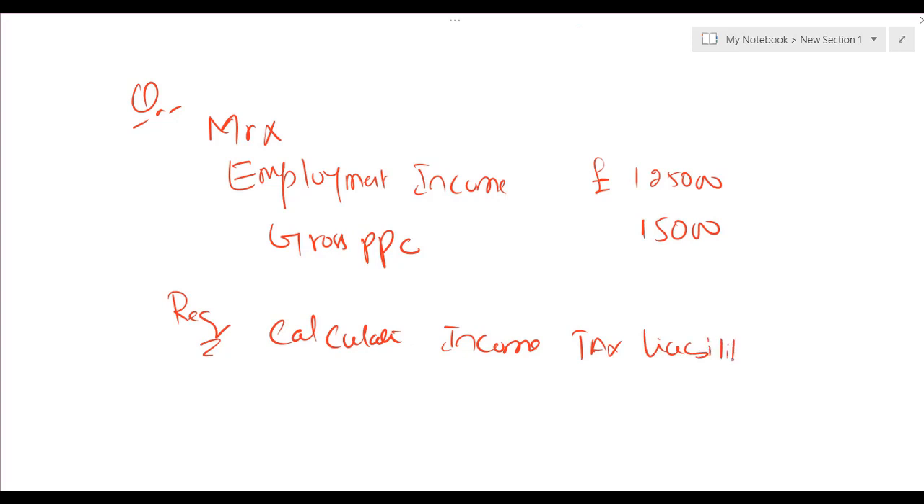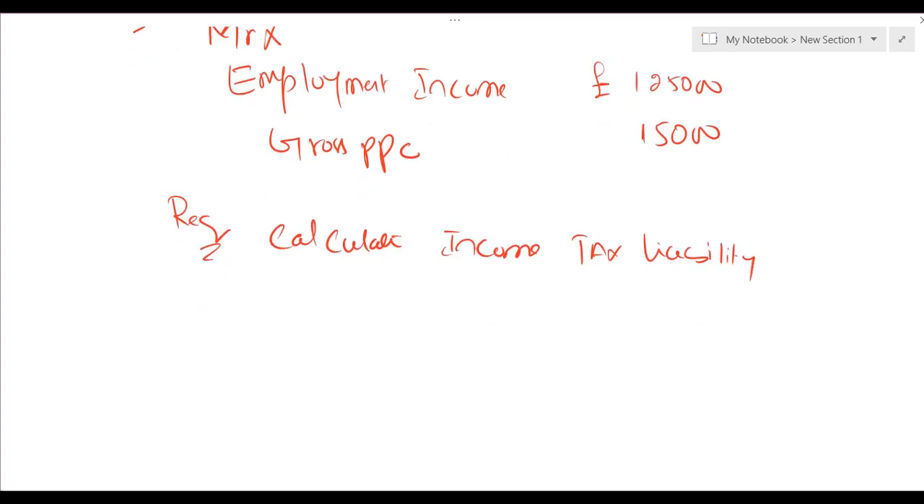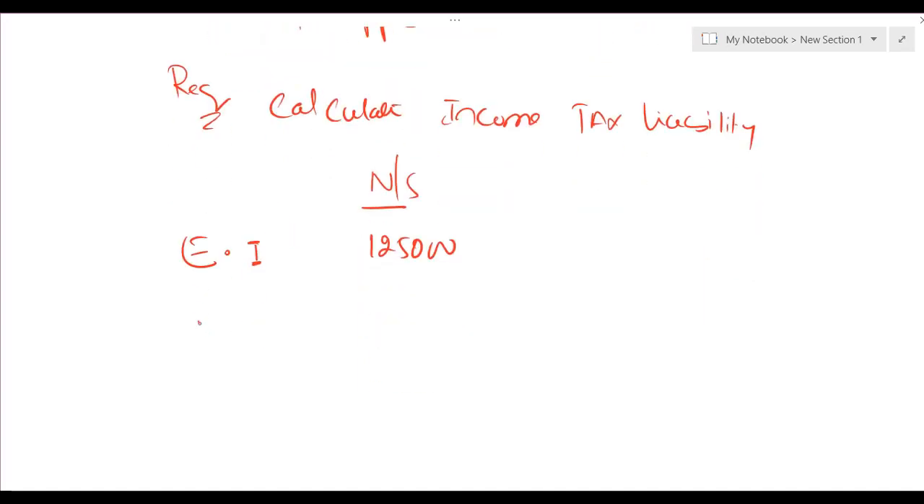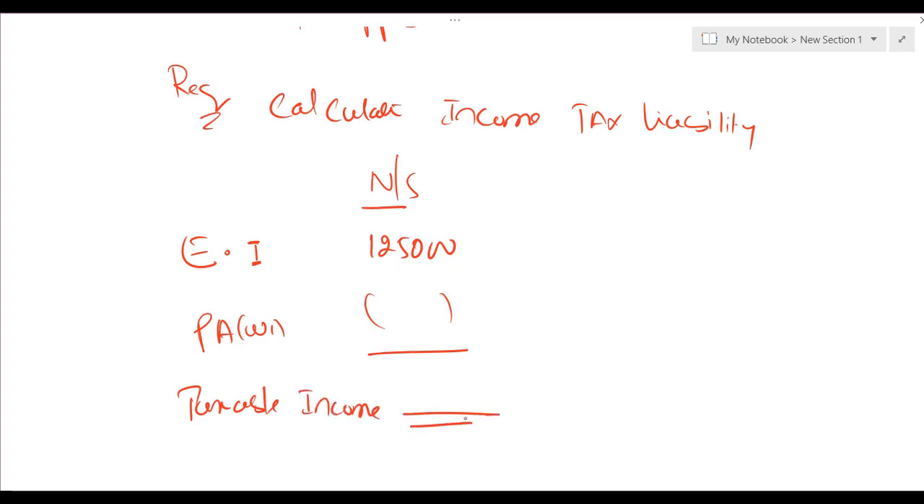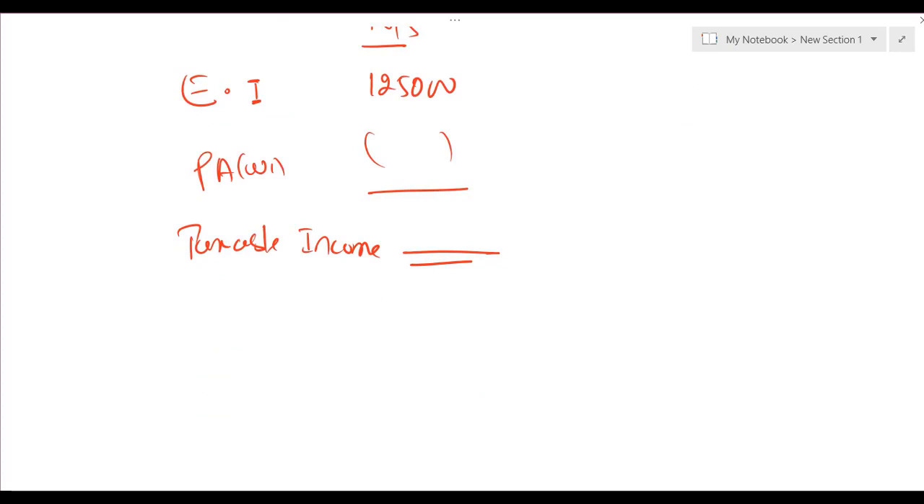Okay. So obviously employment income is a non-saving income, which is 1,25,000. From this 125, we need to check how much personal allowance we need to deduct. After deducting personal allowance, we will get taxable income. Let me show working one. Net income is 1,25,000.